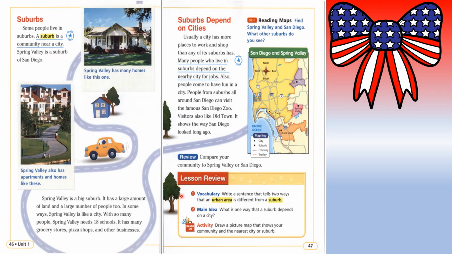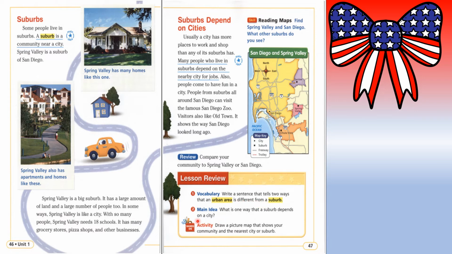It says, write a sentence that tells 2 ways that an urban area is different from a suburb. Well, remember, boys and girls, I told you that you have to go back into the text to find these answers. Go to the heading, urban area, go to the heading of suburb, and you're going to be able to find the difference between the two.